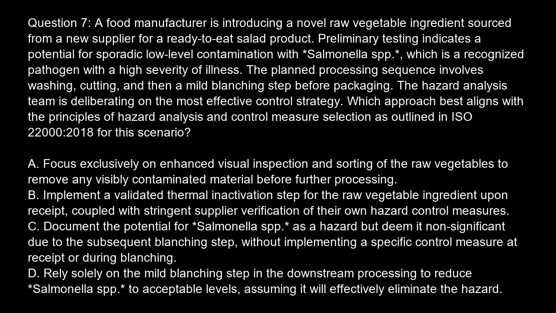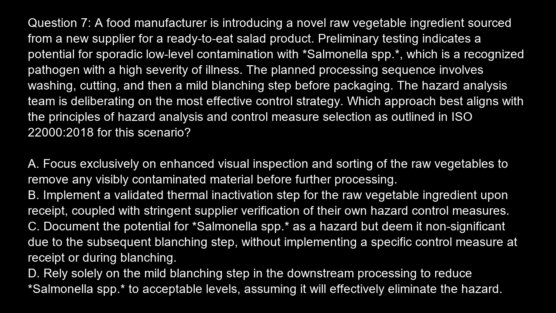Question 7. A food manufacturer is introducing a novel raw vegetable ingredient sourced from a new supplier for a ready-to-eat salad product. Preliminary testing indicates a potential for sporadic low-level contamination with Salmonella spp, which is a recognized pathogen with a high severity of illness. The planned processing sequence involves washing, cutting, and then a mild blanching step before packaging. The hazard analysis team is deliberating on the most effective control strategy. Which approach best aligns with the principles of hazard analysis and control measure selection as outlined in ISO 22000-2018 for this scenario?